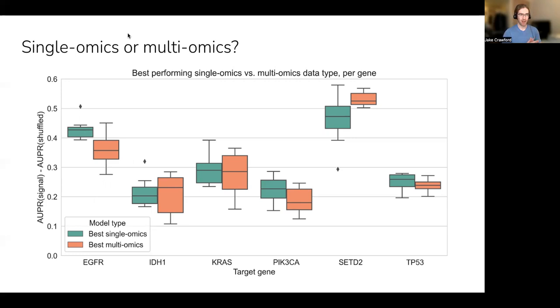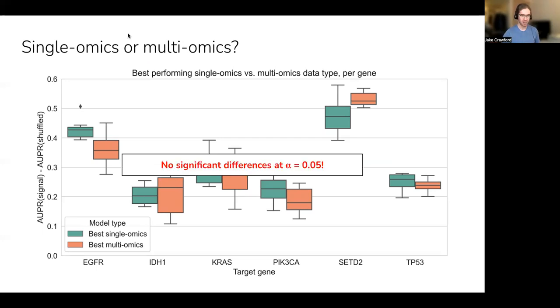If we do paired pairwise t-tests between the single omics and multi-omics performance across the 8 cross-validation folds, we see that none of these differences are actually significant at a cutoff of 0.05. So in none of these cases is it more effective to train a multi-omics model than the best single omics model for that gene.